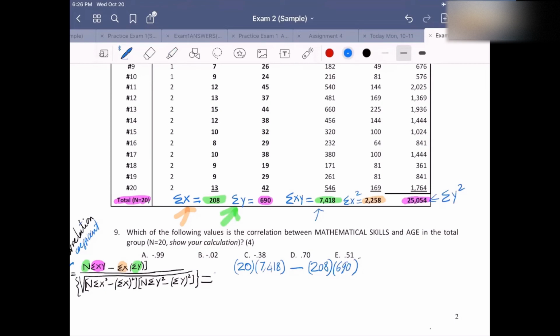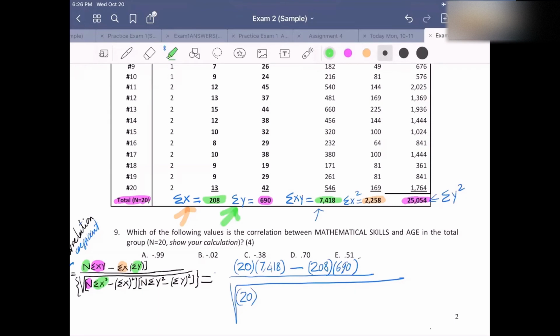Good. And then now divided by, let's move on to the bottom, okay? Make sure that you have the square root for the whole thing. Even though I already asked you guys, I still want you to follow me. What is n again? Type in the chat for me. All right, good. Right, 20 again, right? 20. Okay, and now let's move on to the sum of x squared.